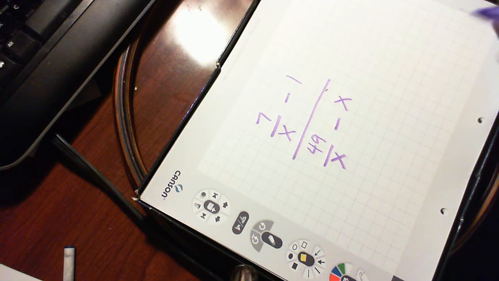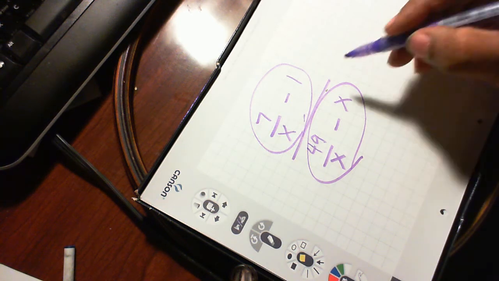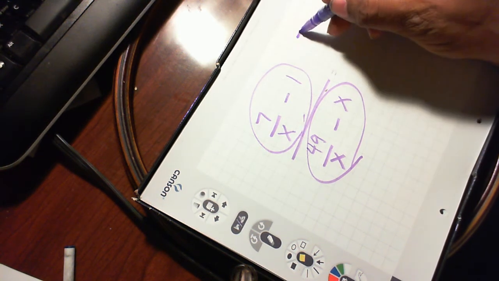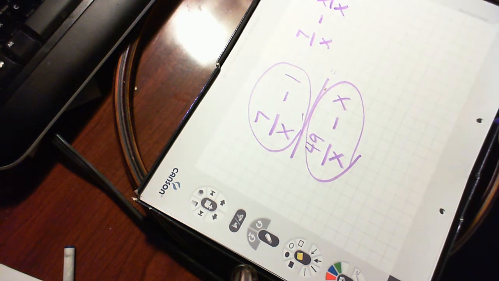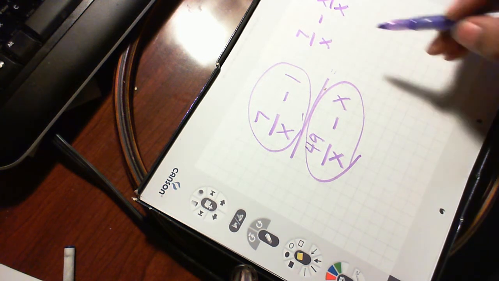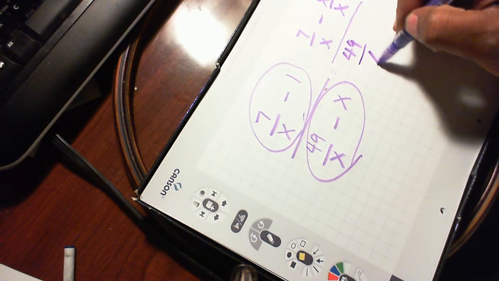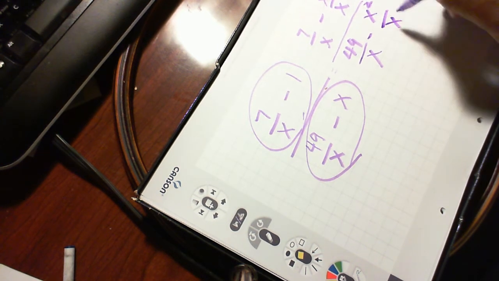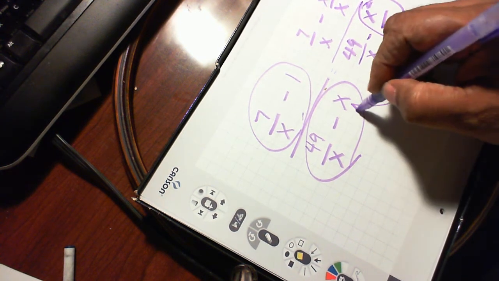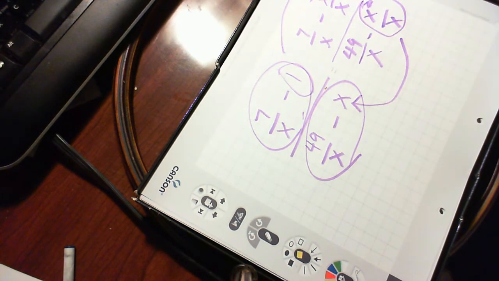Well, one way to do this is to combine the top, make it one fraction, combine the bottom, make it one fraction, and then simplify. So this is equal to, remember, 7 over x minus x over x, which is just 1, right? We're just writing it as x over x. The same thing here is 49 over x minus x squared over x, which is just x, right? This is the same thing as this.